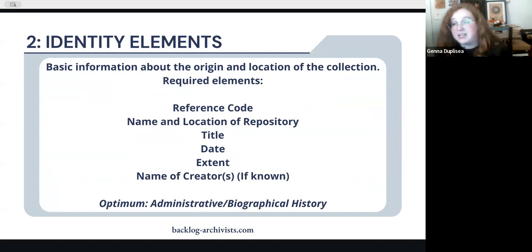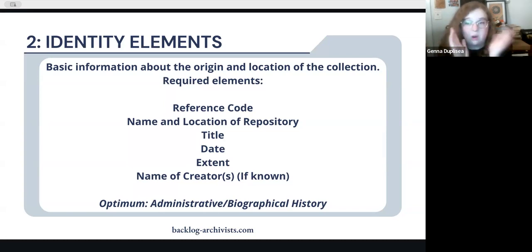So chapter 2 talks about identity elements. These are all related to basic information about the origin of the collection and its location. So the required elements are the reference code, which often will be a collection number according to the naming and numbering schema of the institution, like MSS 78 or whatever. The name and location of the repository, so like, where is this stuff being kept? The title of the collection, the dates, the extent, how big is it, and the name of the creators if known.